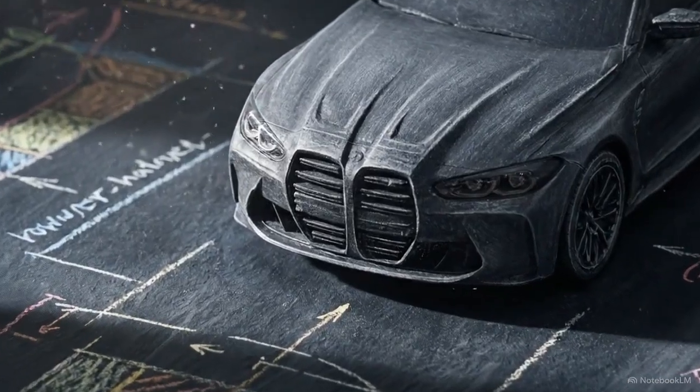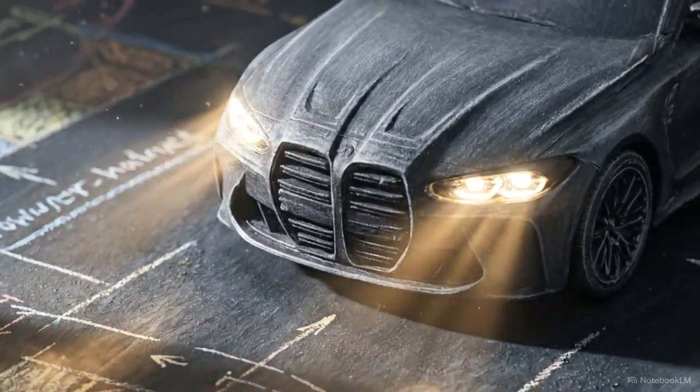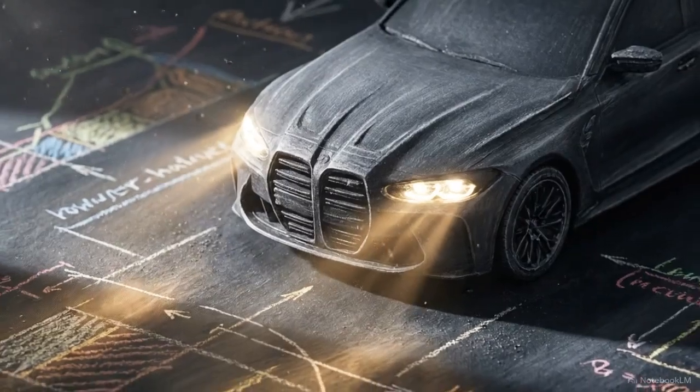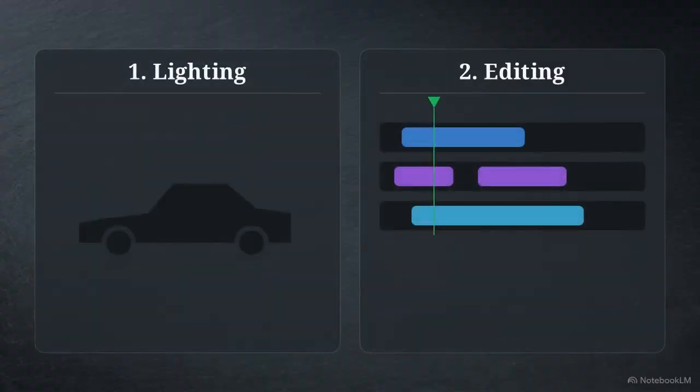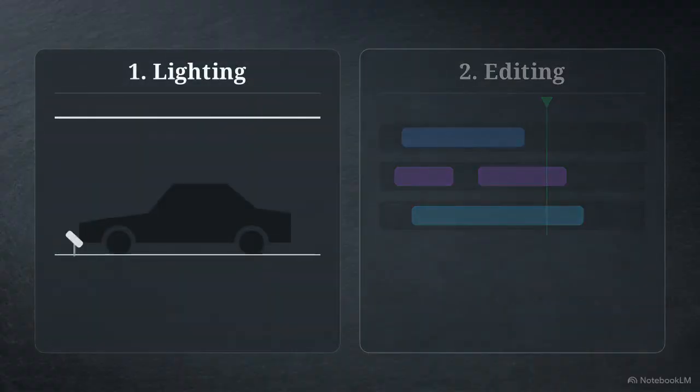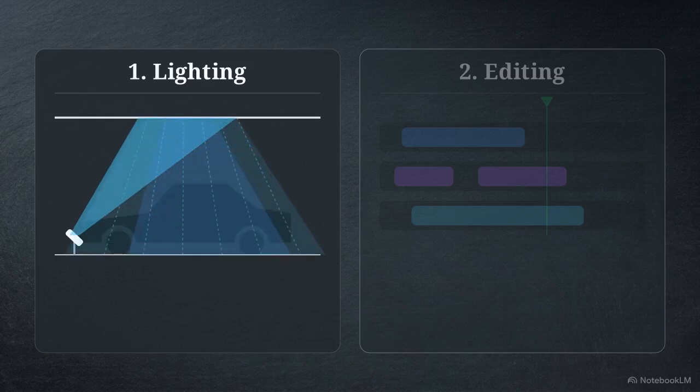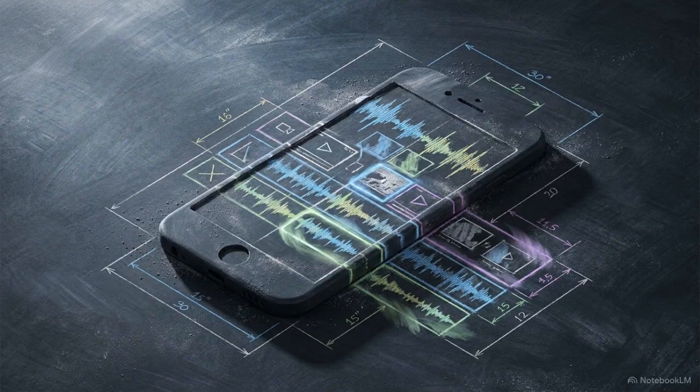By the end of this step-by-step tutorial, you will know exactly how to shoot and edit this exact video. We are going to tackle two distinct skills. First, we will light a car using a professional set technique called the ceiling bounce. Then, we bring that footage into CapCut to build a highly rhythmic, fast-paced edit from scratch.